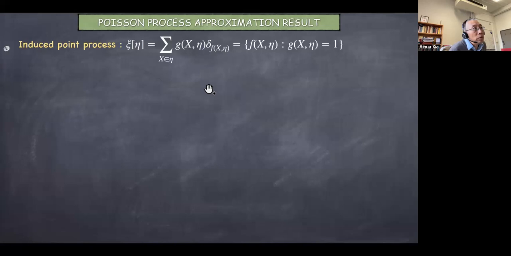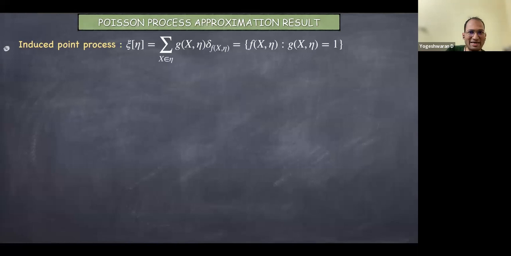So let's go back to our general setting. We have a point process, a Poisson point process. I accept some points, reject some points. For the accepted points, I take a function that gives me a new point process in a new set, not even in the same space X, but in a new space.